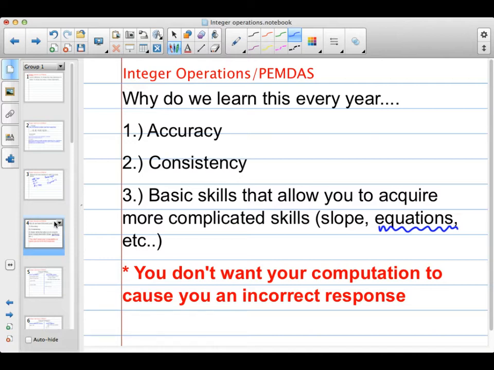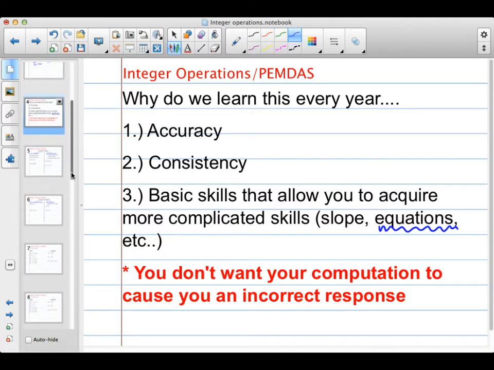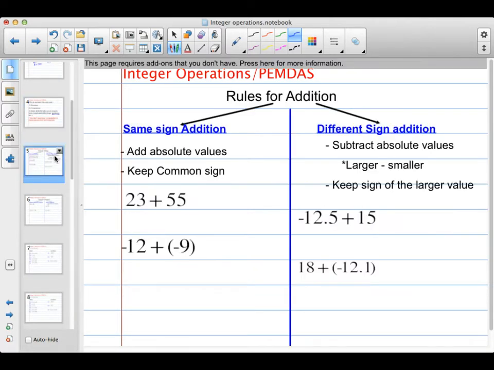And this thing on the bottom, I really want to highlight this. You don't want your computation to cause you an incorrect response. You don't want the only thing that you're doing wrong in a problem to potentially be just your computation, and that's what leads to an incorrect answer. All right, so just a couple of basic reasons why we talk about this at the beginning of the year. All right, so we're going to jump right into it.